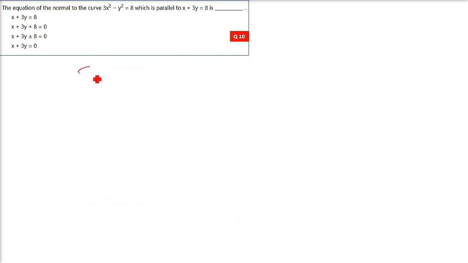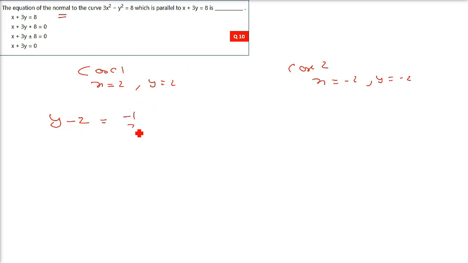So here we have case 1. As I suggested, it is case number 2. Here x is 2, y is equal to 2. Here x is equal to negative 2, y is equal to negative 2. So y minus y1 equals m times x minus x1. So x and y is 2 and 2. Negative 1 by 3, earlier in the beginning of the question, I have highlighted why we are going to use negative 1 by 3 as the slope. Here the points are minus 2, so it will be plus 2 like this one.